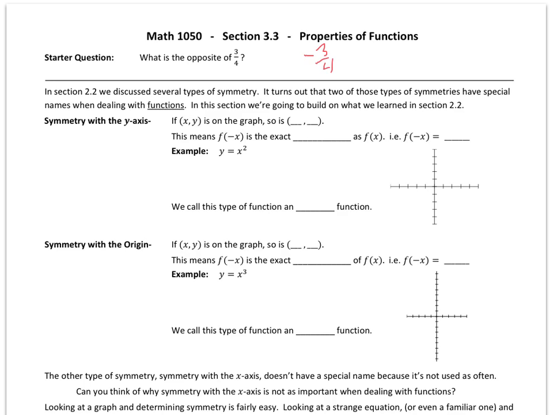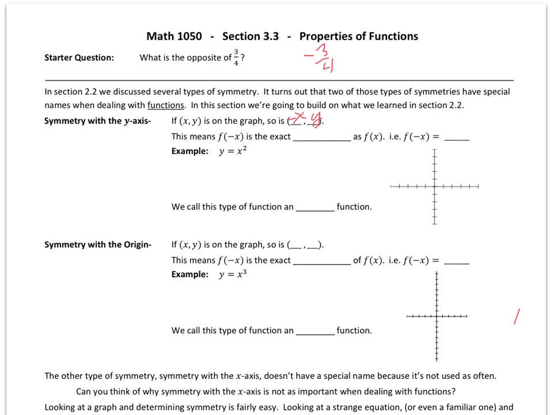All right. So let's review a little bit some of the stuff we've done. If I have y-axis symmetry, so if (x, y) is on the graph, what else is on the graph? Negative x and y, correct? So this means that f of negative x is the exact, is f of negative x opposite, or is it the same?